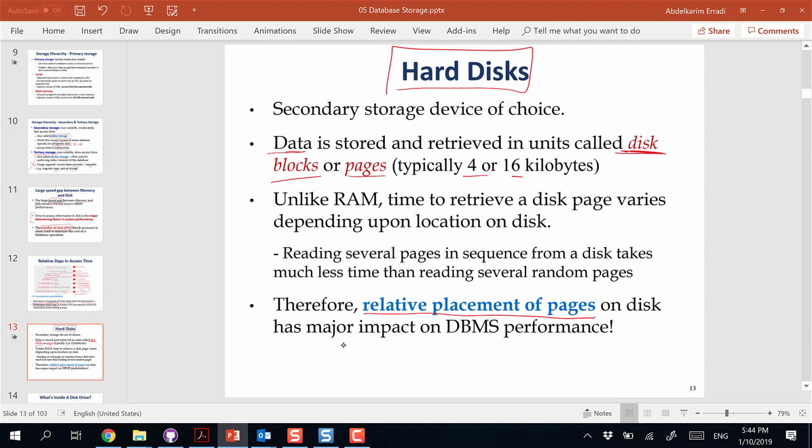So the relative placement of pages on disk makes a major difference on the performance of the database. Reading two contiguous blocks is far less costly than reading blocks that are in totally different places on disk. That's what we need to keep in mind when dealing with disks.